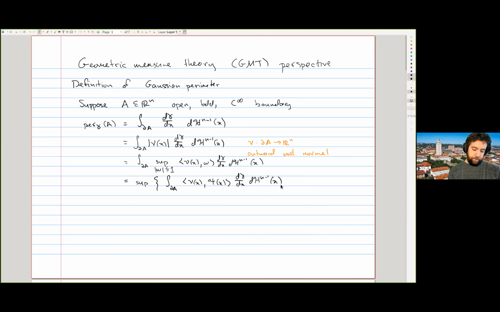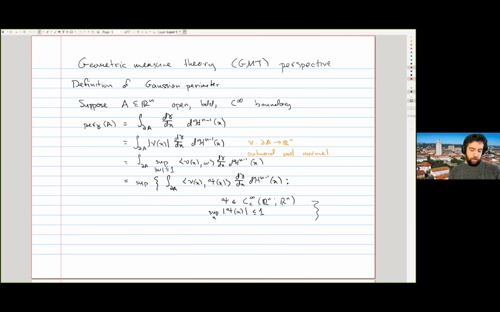And here, I'm going to take the sup over all vector fields, let's say C compactly supported smooth functions from R^n to R^n with the property that pointwise they are bounded by 1 in norm, right? So let's see, okay, just to maybe be extra sure.